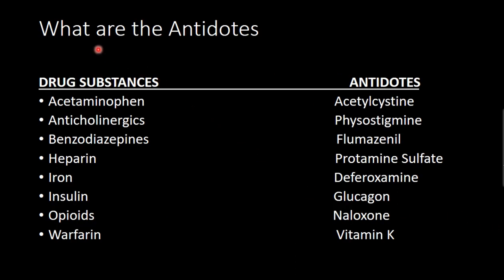Next we have what are the antidotes. So we have specific drug substances and their particular antidotes. Let's see what they are. First, acetaminophen. Its antidote is acetylcysteine. Then anticholinergics, its antidote is physostigmine. Then benzodiazepines, flumazenil. Then heparin, protamine sulfate, iron, deferoxamine. Then insulin, glucagon, opioids, naloxone, and the last is warfarin. Its antidote is vitamin K.